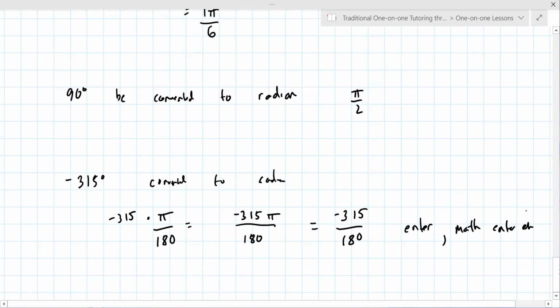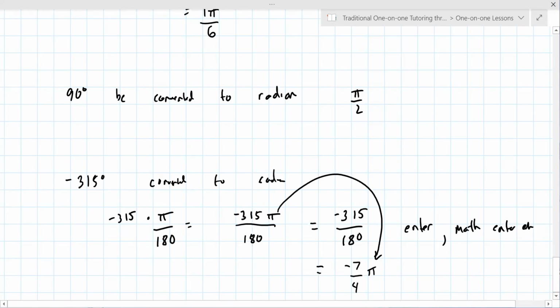So if you've got that calculator handy, type in minus 315 over 180. Notice we're not putting the pi in, leaving the pi off. Hit enter, you'll get a decimal. Now hit the math button. The math button is under the alpha button. Then hit enter, enter again, and you should get a fraction. You should get minus 7 over 4. And then you just bring that pi down there with you.